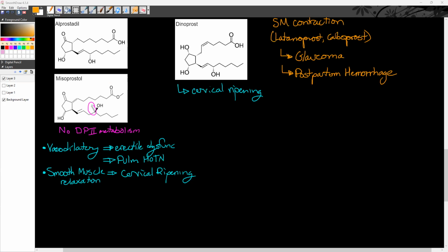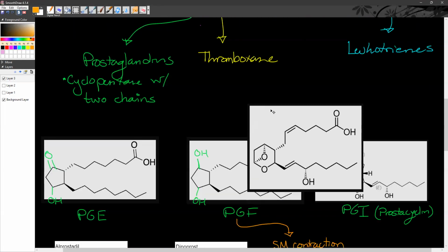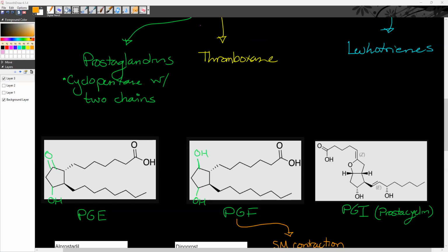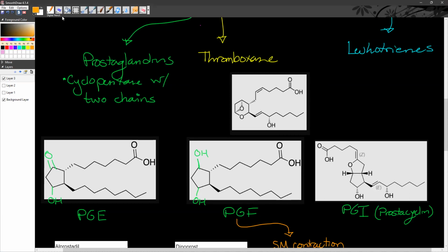Therapeutically, it's useless, but it does play a role in the coagulation cascade. So, unlike the prostaglandins, which were a cyclopentane, thromboxane is a cyclohexane. The other important portion to this is that we have this bridging oxygen. And really, other than the bridging oxygen, we have a very, very similar structure, right?